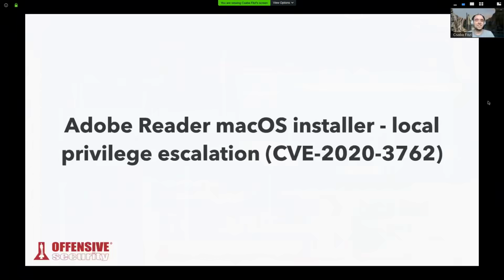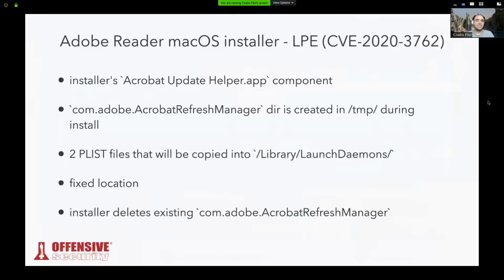The next bug is the Adobe Reader macOS installer. This was actually a full privilege escalation. It was in the Acrobat Update Helper app component. There is a directory created in the temp folder during the installation. Of course, it will be owned by root. But there are two plist files in this directory structure that at the end of the installation will be moved into the Library LaunchDaemons folders. These files, again, are in a fixed location.